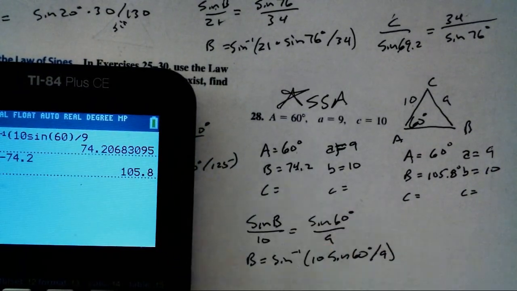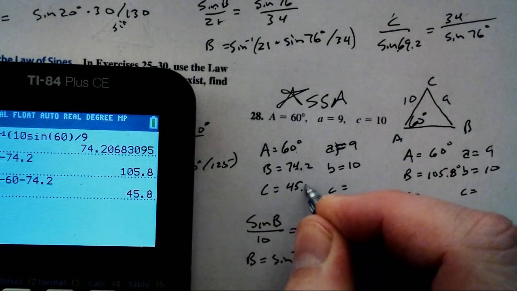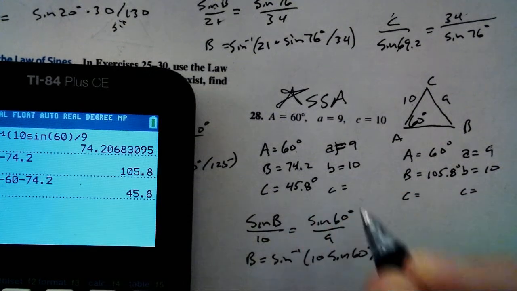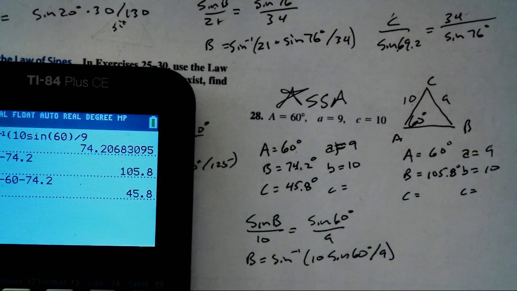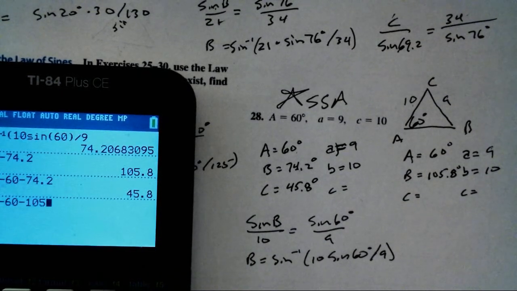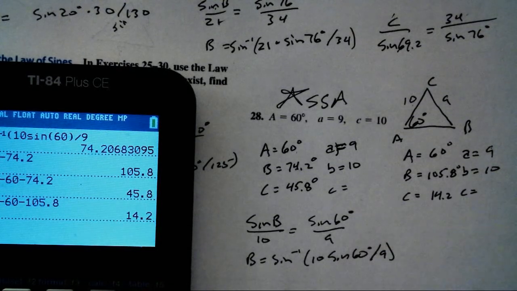Angle C is going to be a breeze. 180 minus 60 minus 74.2, and that is 45.8 degrees. And triangle 2, 180 minus 60 minus 105.8 is 14.2 degrees.